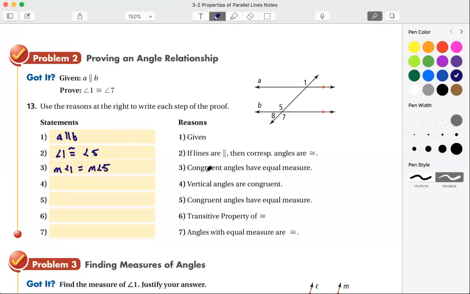Now, what about 5 and 7? They are vertical angles. So we can say angle 5 is congruent to angle 7. Again, if you have congruent angles, those measurements must be equal. And then how do we now know 1 and 7 are related? Well, look what we just did there. 1 and 5 are equal, 5 and 7 are equal, so then 1 and 7 must be equal by the transitive property. So the measure of angle 1 is equal to the measure of angle 7. And then going backwards, we have measurements are equal, we also have angles are congruent. And we are done with the proof.